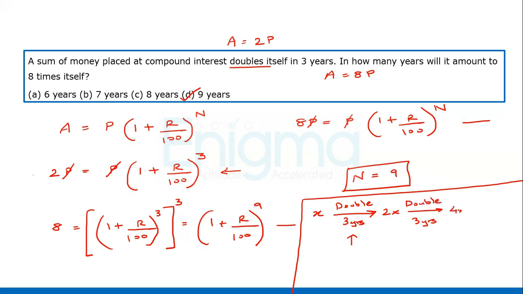So in another 3 years, it will again get double. So it will become 4X. In another 3 years, it will again get doubled and that will become 8X. Now that's what we want, X to become 8X in this question. So you can see here 3 years time duration, we are requiring it 3 times. So 3 plus 3 plus 3, that is 9 years. By both the approaches, obviously the answer remains the same. Option D in this case, 9 years.